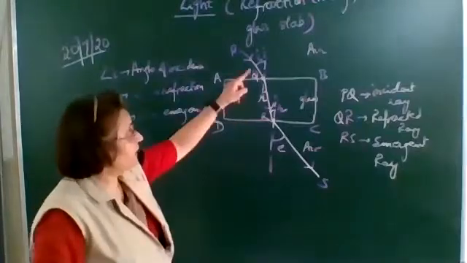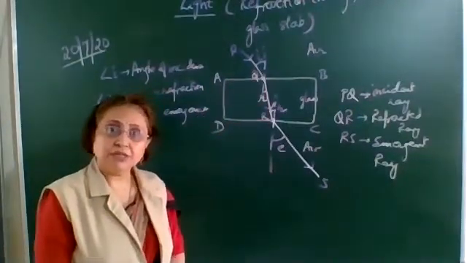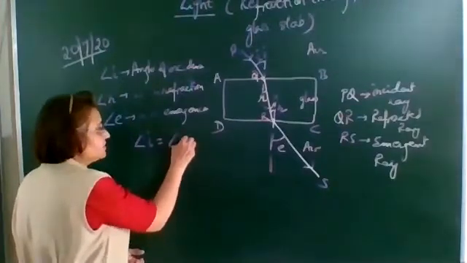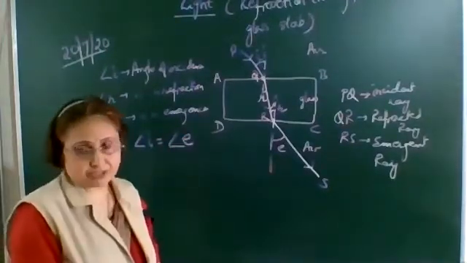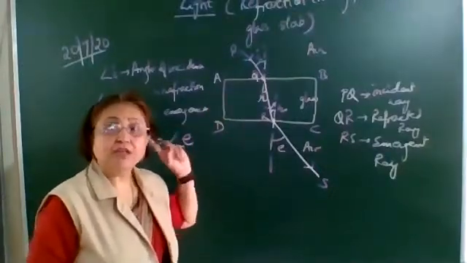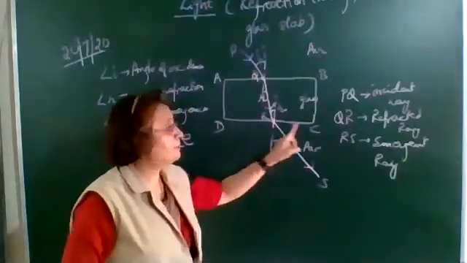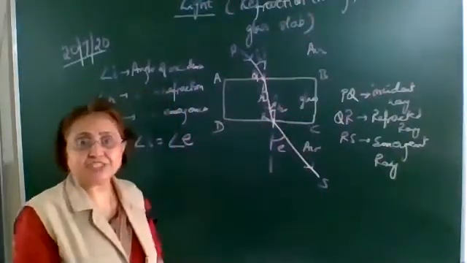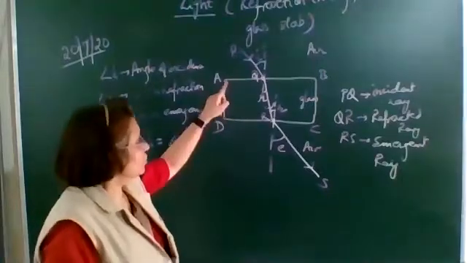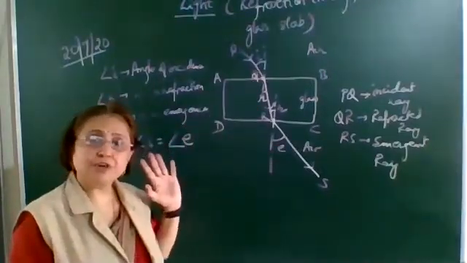Now if angle of incidence and angle of emergence are measured, you will find that the angle of incidence is always equal to the angle of emergence. Why? Because the refraction is taking place through two parallel faces, AB and CD. Both are parallel to each other. So that is why the angle of incidence and angle of emergence will always be equal.